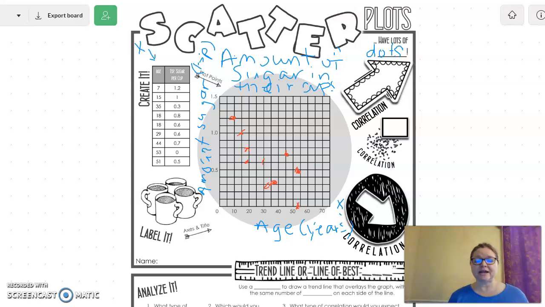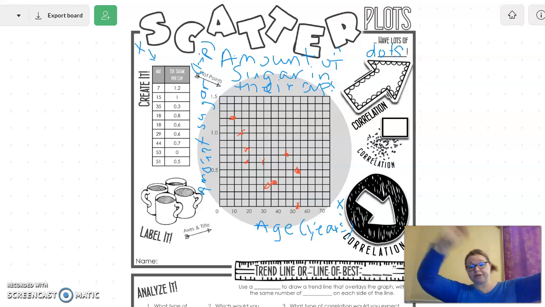If I'm looking at this, I notice that my points here are kind of going down in an organized fashion. So it does appear there's a correlation there. We're looking at this correlation in terms of slope. Is it a positive correlation, which would show a positive slope? Is it a negative correlation, and that would be a negative slope? Or is there no correlation whatsoever?